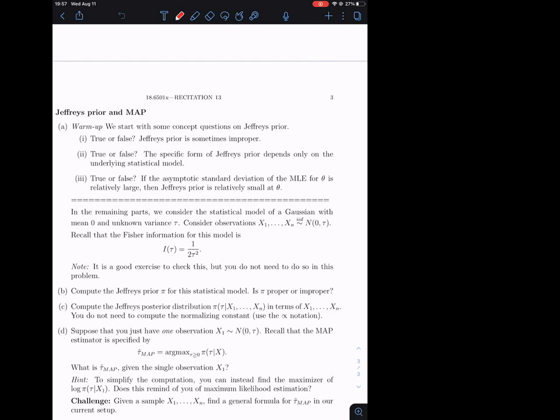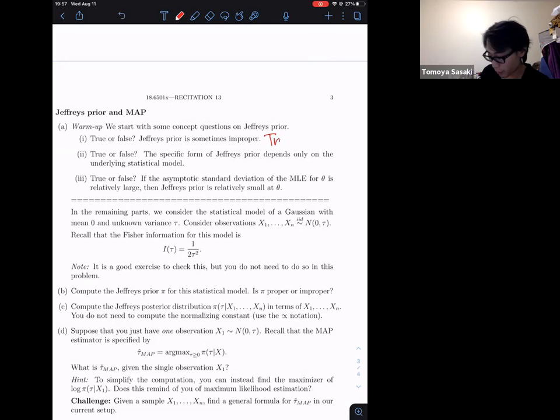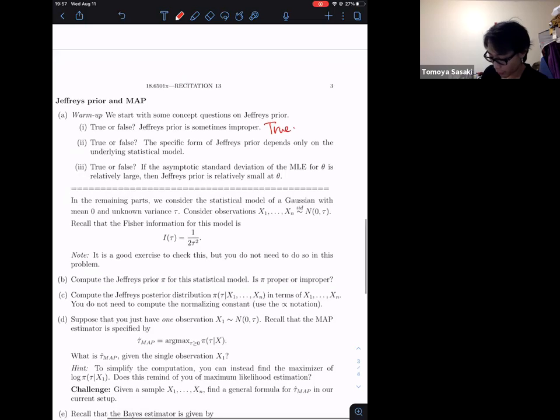I think true. Yes, it's true. So in some cases, especially this particular example in question B here, I'll just give you the answer, but this should be 1 over T. And this T is going to be 0 to infinity, which means that this is an improper uniform distribution. So the Jeffreys prior could be improper, yes.